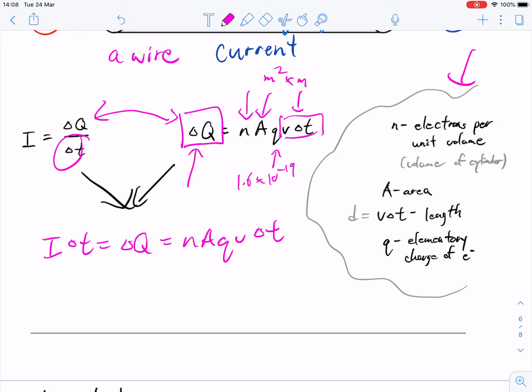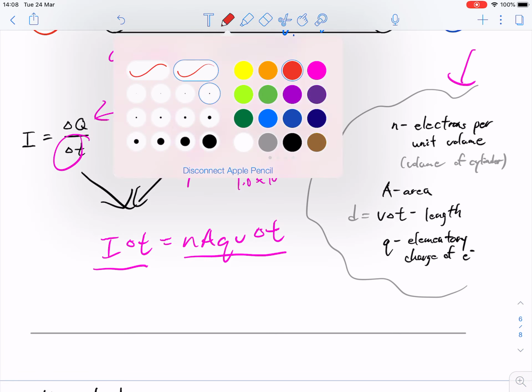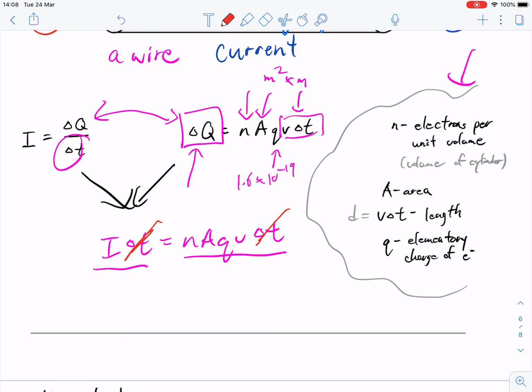So since these two ends, this end and this end, are also equal to delta Q, we can sort of eliminate this guy in the middle. And we can say this now equals this. And the good thing about this is that you can eliminate change of time because they exist on both sides, which now leaves us with our new equation. Current is equal to the number of particles moving through a volume, or a volume of space.